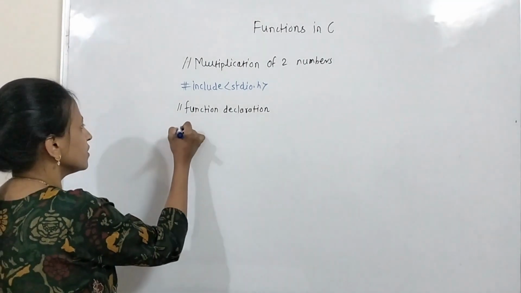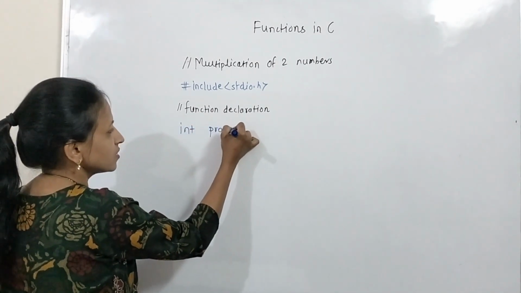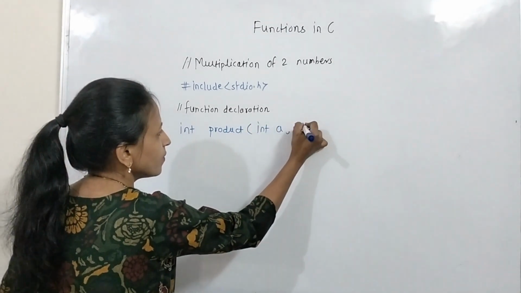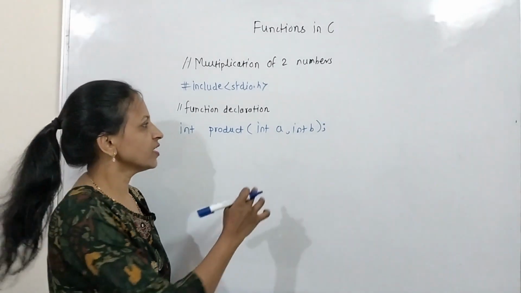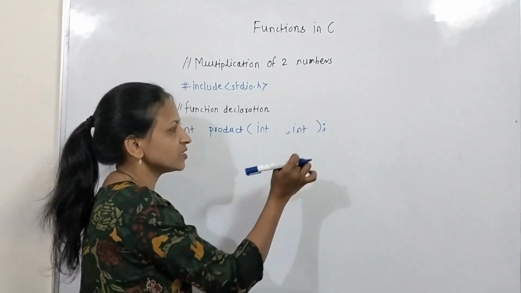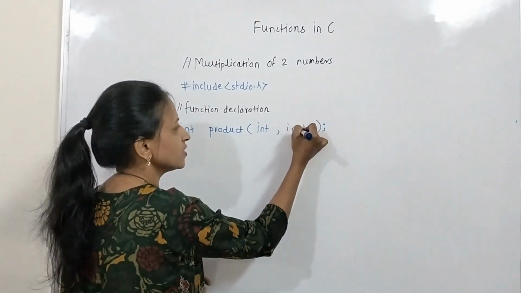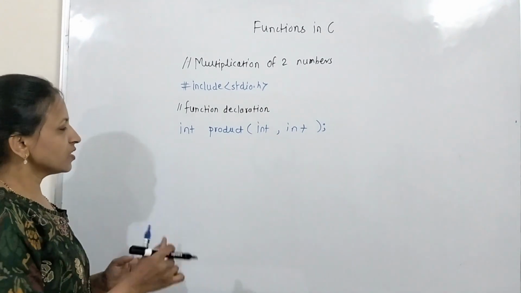Now here int will be the return type, the function name is product, and then two arguments we will pass, like int a, int b. Since this is a declaration, it is not compulsory to write a and b. We can just write the data types of the two arguments here.